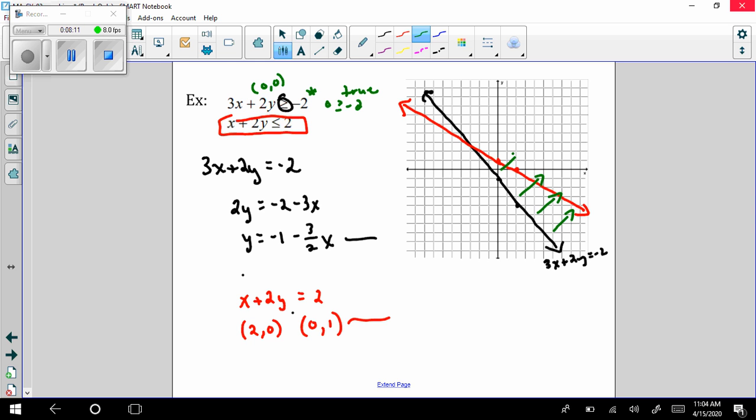This is where it's going to get messy. For my second line, it doesn't go through 0, 0. So if I plug 0 in here, 0 in here, I get 0 is less than or equal to 2, which is true. So I would be shading below that red line. So my overlap solution set sits in between these lines.